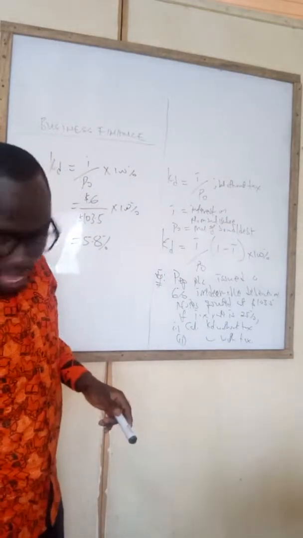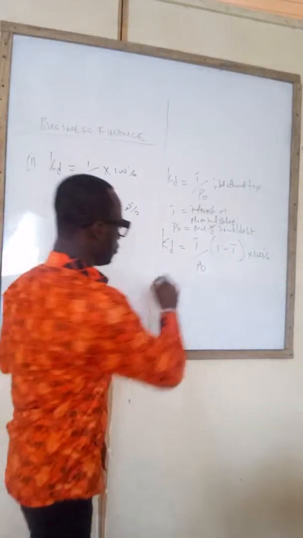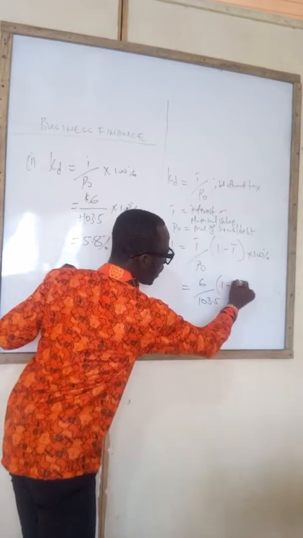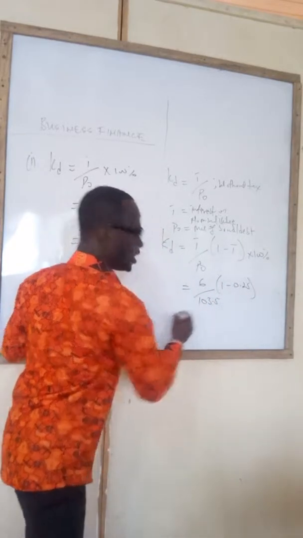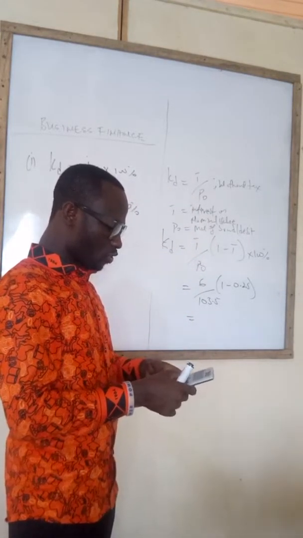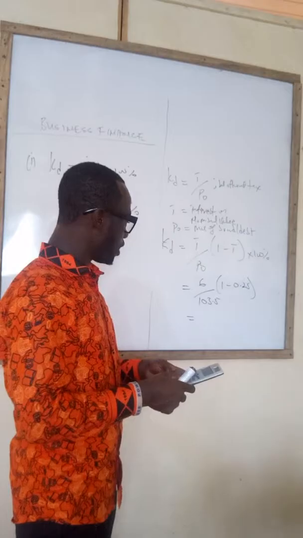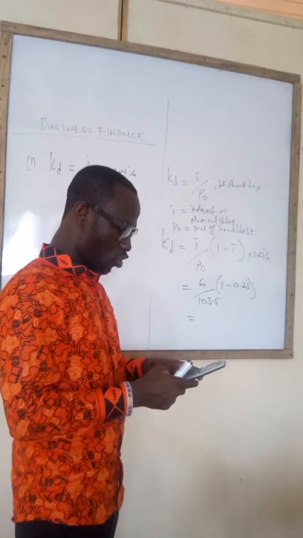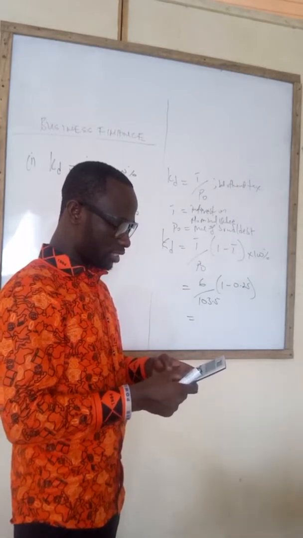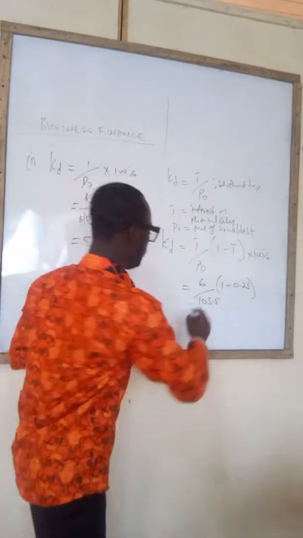What about a KD with tax? KD with tax, what do we do? In a simple scenario, we're just going to bring our interest rate 6, market value 103.5, 1 minus the tax rate 25%. Then we punch it out to get our answer. So that's going to be 6 over 103.5, bracket open, 1 minus 0.25, times 100%, and I'm getting 4.3%.